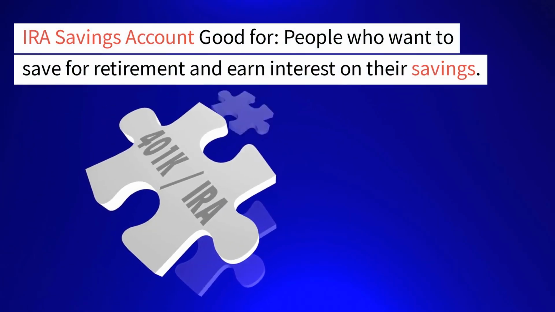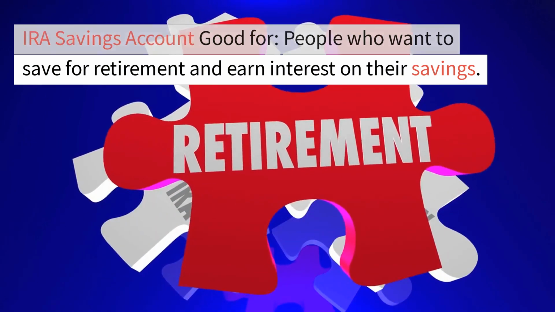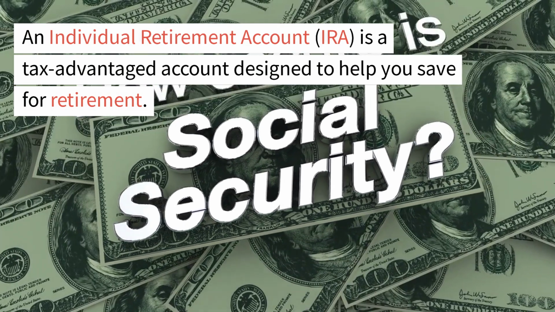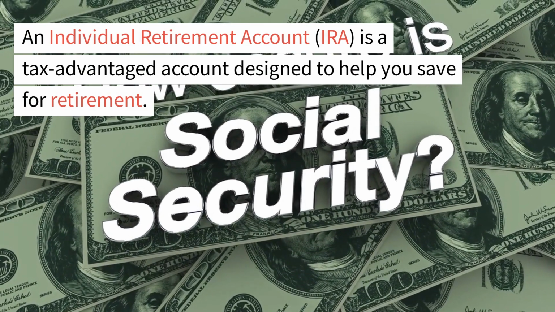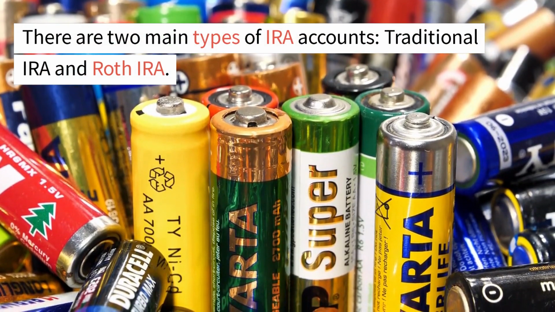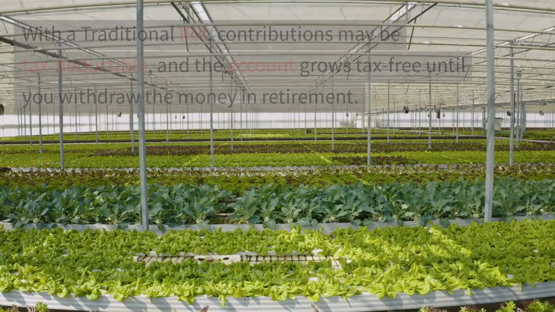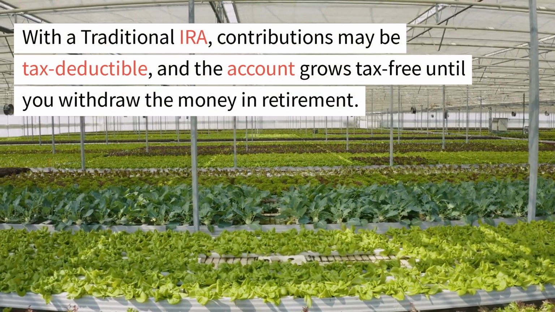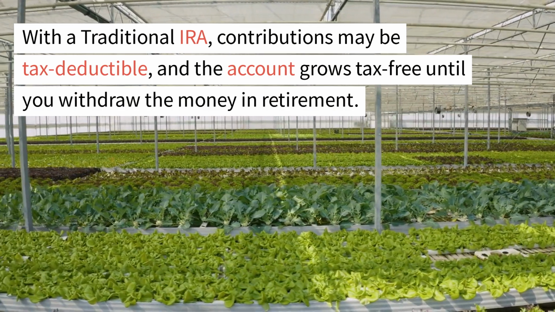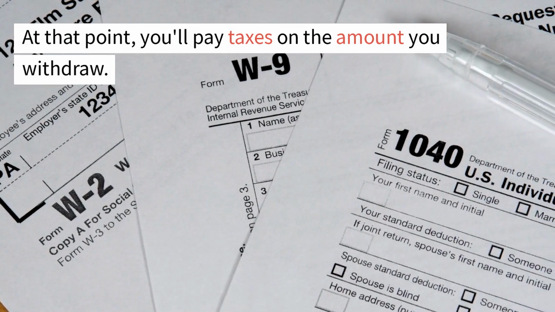IRA savings account. Good for people who want to save for retirement and earn interest on their savings. An individual retirement account, IRA, is a tax-advantaged account designed to help you save for retirement. There are two main types of IRA accounts: traditional IRA and Roth IRA. With the traditional IRA, contributions may be tax-deductible, and the account grows tax-free until you withdraw the money in retirement. At that point, you'll pay taxes on the amount you withdraw.